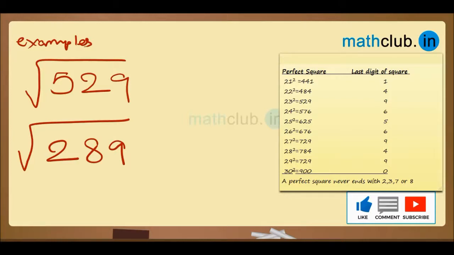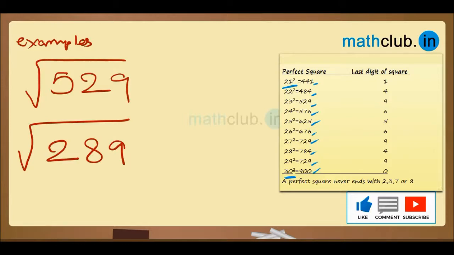Before we get into the topic, just observe the table on the right side. Here I have written squares of the numbers from 21 to 30. Just observe the last digits. The last digits are 1, 4, 9, 6, 5, 6, 9, 4, 9 and 0.